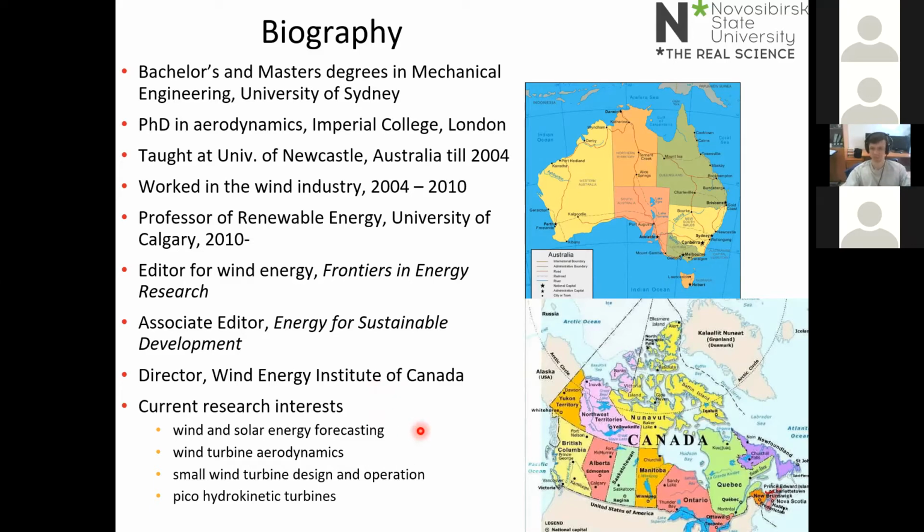My current research interests: I work in wind and solar forecasting. How do you predict how much wind power or solar energy you're going to get in the future? Most of my work is actually in the area of wind turbine aerodynamics, still following on from my PhD work many years ago. I have a particular interest in small wind turbines, in their design and operation. And over the last 7 or 8 years, I've also got involved with small hydrokinetic turbines.